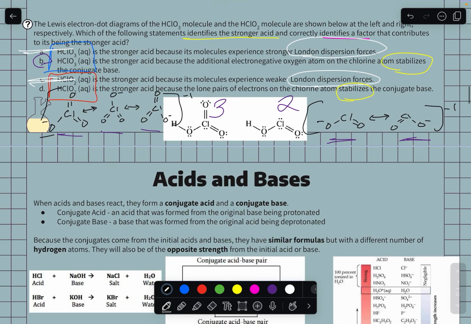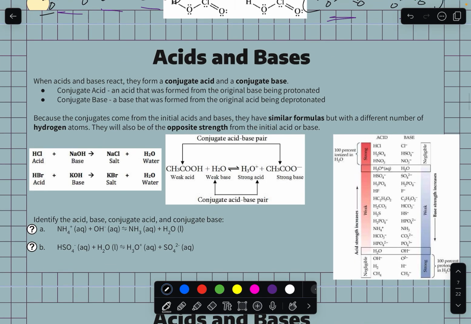All right. Okay, moving on to conjugate acids and bases. A conjugate acid comes from a base being protonated, so a base gaining an H+. A conjugate base comes from an acid losing that H, being deprotonated. Okay, so conjugate acid and base have similar formulas to what it started with, but a different number of hydrogens.